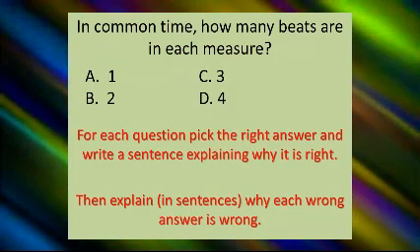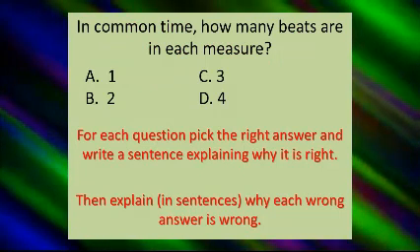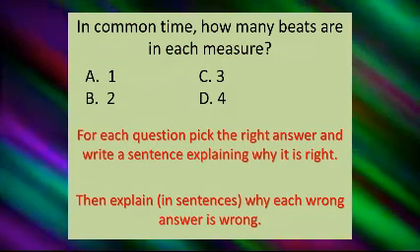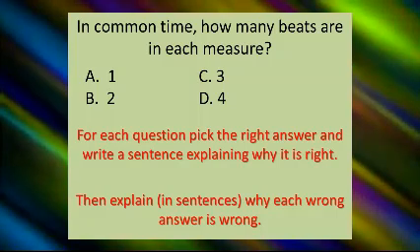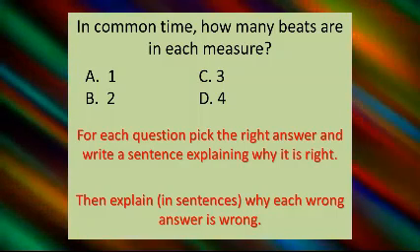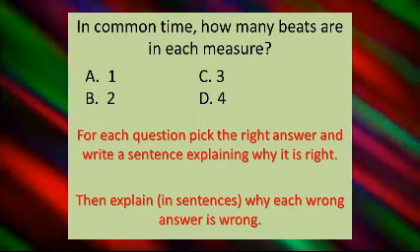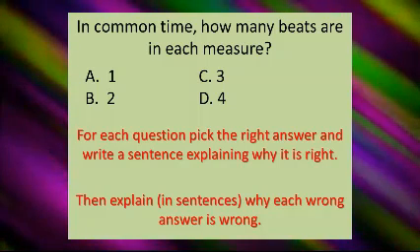So to answer the question at recall level, they have to know that common time is 4/4, so the answer is D, 4. But in order to explain why it's not the other ones, they have to have knowledge of time signature, and they have to be able to quantify what the top and bottom numbers mean and explain why it's wrong.